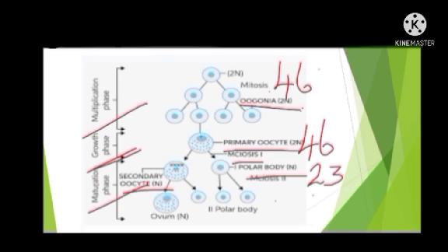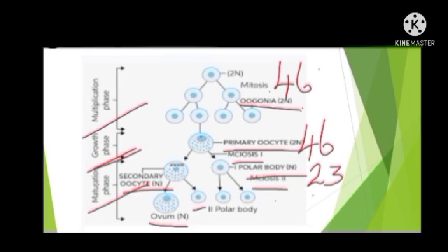Now what happens to this secondary oocyte and the tiny first polar body? Both of them undergo second meiosis. Actually, for second meiosis to take place, the secondary oocyte should come in contact with the sperm. When a sperm touches the secondary oocyte, it gets activated and completes the second meiotic division. As a result, a large cell called the ovum and another tiny second polar body will be formed.